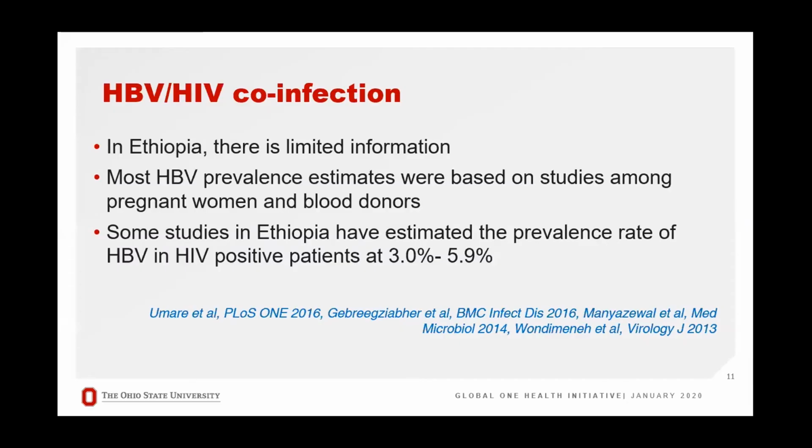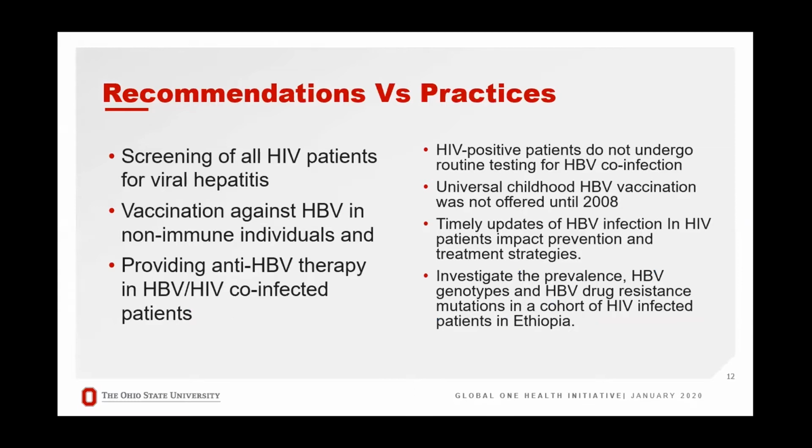In Ethiopia, there is limited information about Hepatitis B virus HIV co-infection, and most Hepatitis B virus prevalence estimates were based on studies among pregnant women and blood donors. Of course, there are some results from healthcare waste handlers, and some studies in Ethiopia have estimated the prevalence rates of Hepatitis B virus in HIV positive patients at 3 to 5.9%.